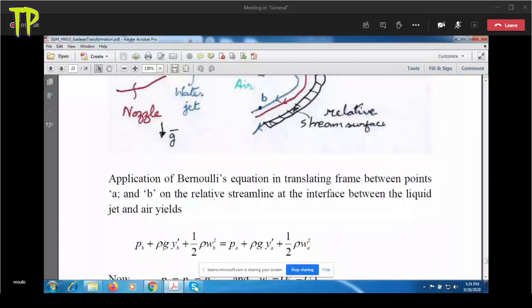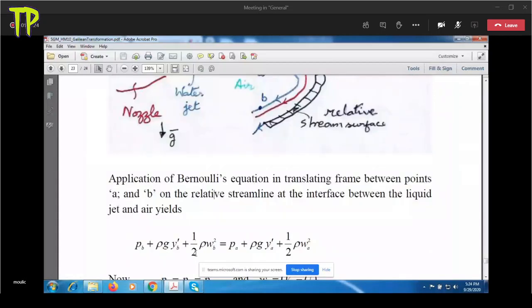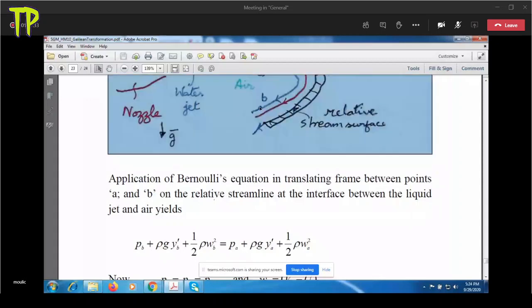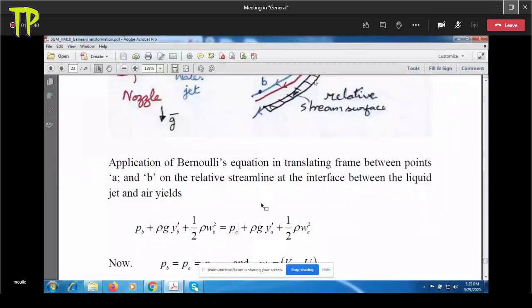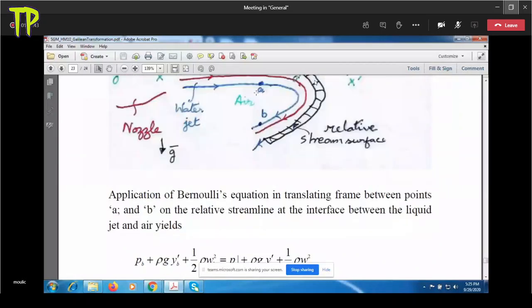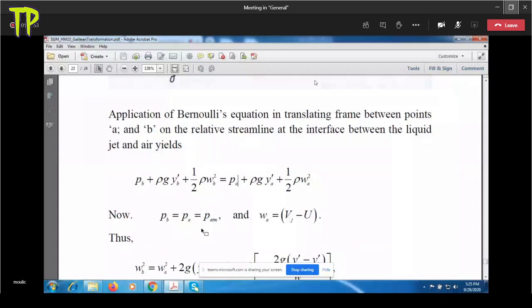So PB, the pressure at point B, plus the density of the liquid times the acceleration due to gravity times the value of the y prime coordinate at this point, yB prime, plus half the density again of the water multiplied by the square of the relative velocity at point B, which I'm calling WB squared, will be equal to the pressure at point A plus rho g yA prime, the potential energy at point A, plus the kinetic energy, which is half rho WA whole squared. Now PB and PA are the same as atmospheric pressure.